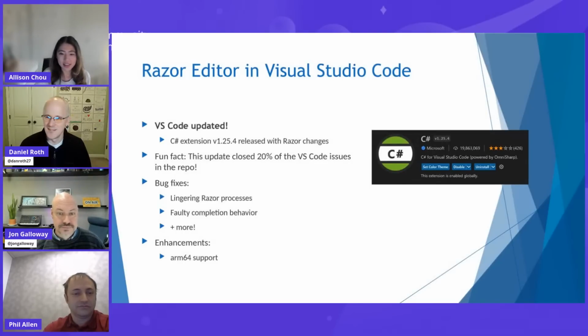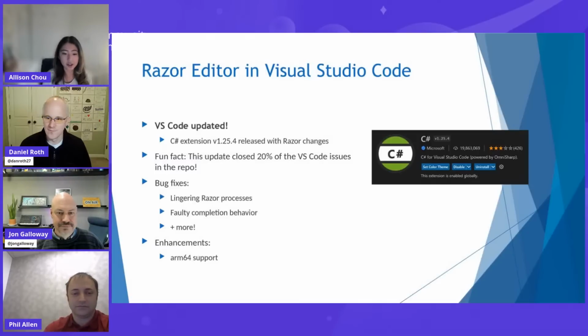And this release contains a few bug fixes and enhancements. One of the bug fixes, we had a pretty bad bug in Linux and Mac where sometimes you would close the VS Code editor, but you would still have that lingering Razor server process. And so you can end up with a ton of different processes in your task manager, for example. But that should be fixed now, along with completion behavior and some other bugs.